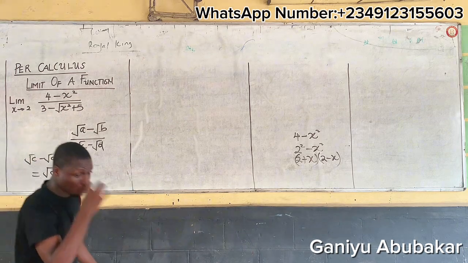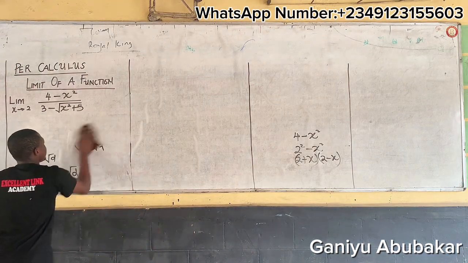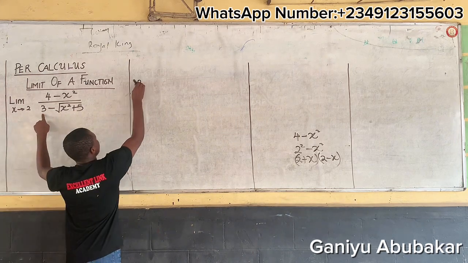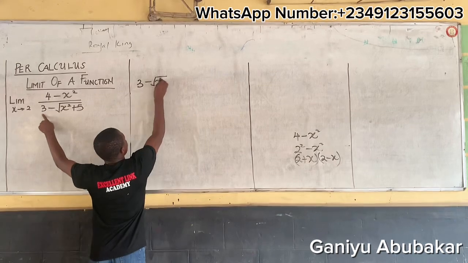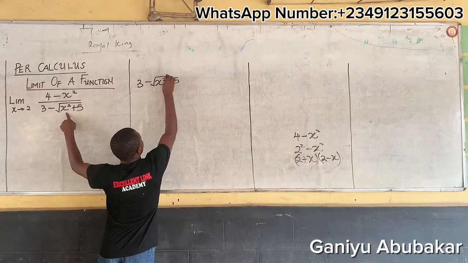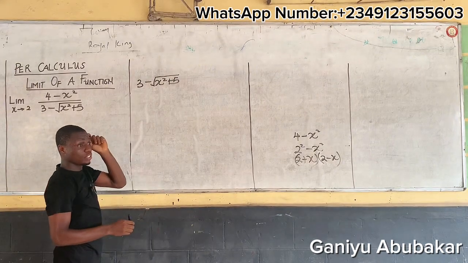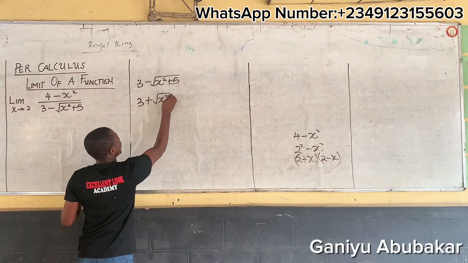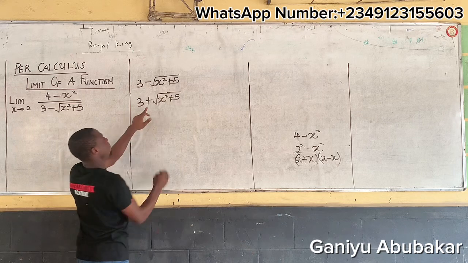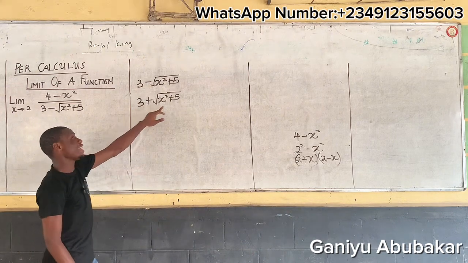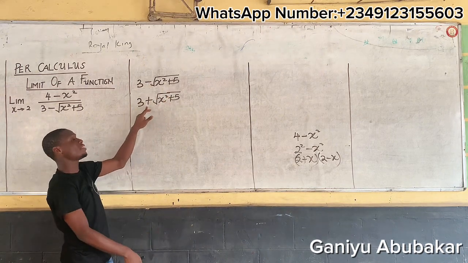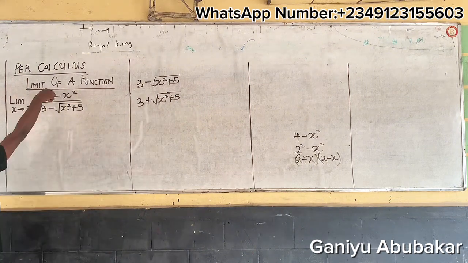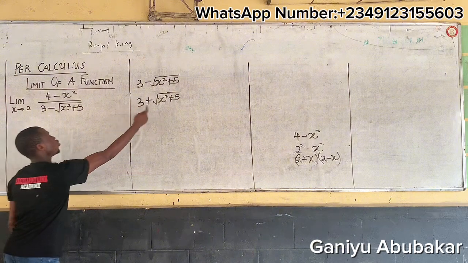So for instance now, look at my question here. My denominator here is 3 minus root of x squared plus 5. What's the conjugate of this? This becomes 3 plus root of x squared plus 5. I didn't change the sign in the root, just the outside sign here. So this becomes my conjugate, and I'll multiply numerator and denominator by this conjugate.